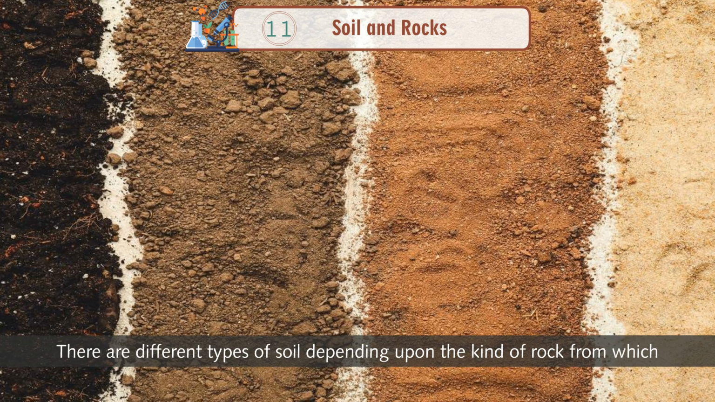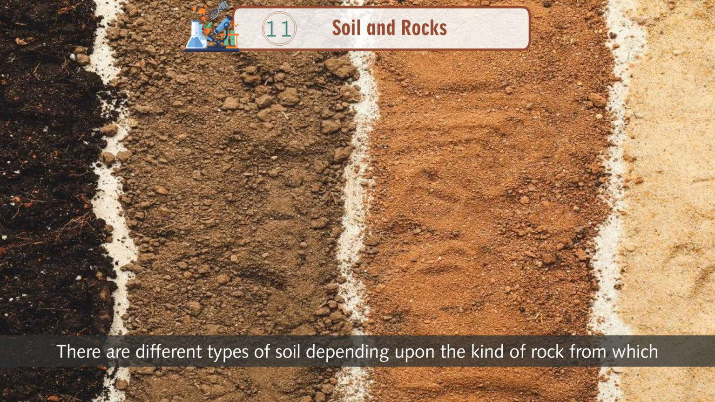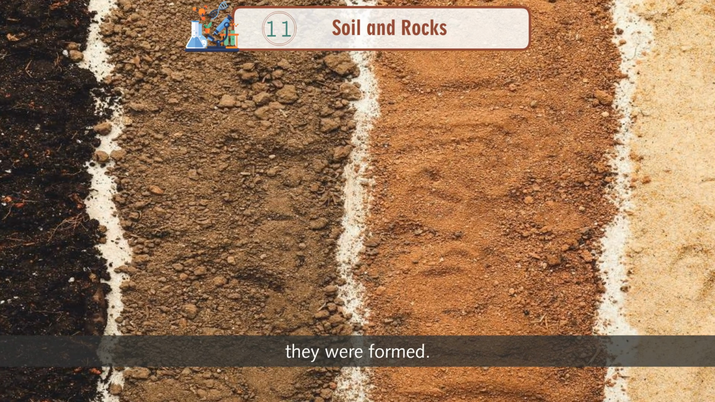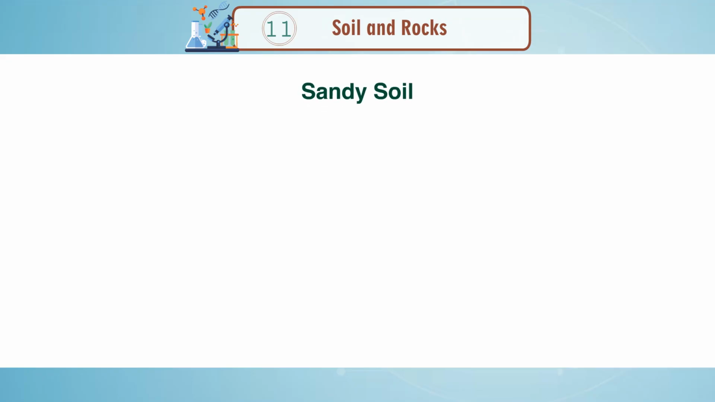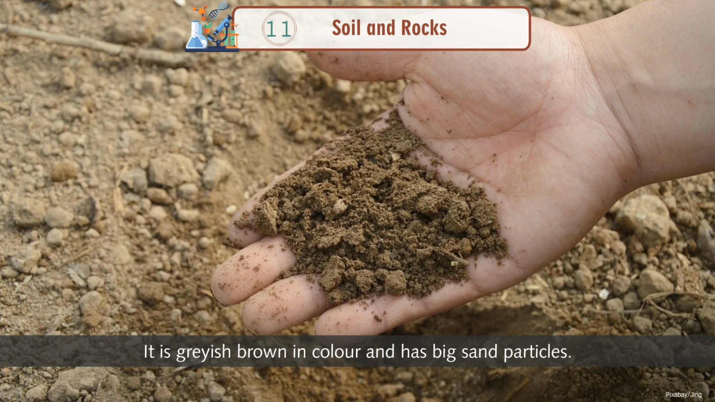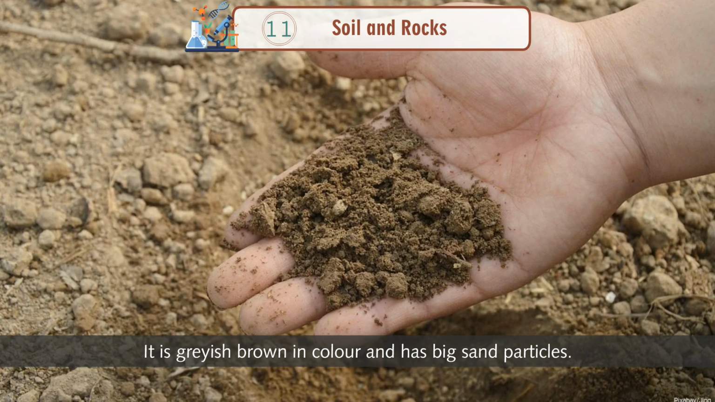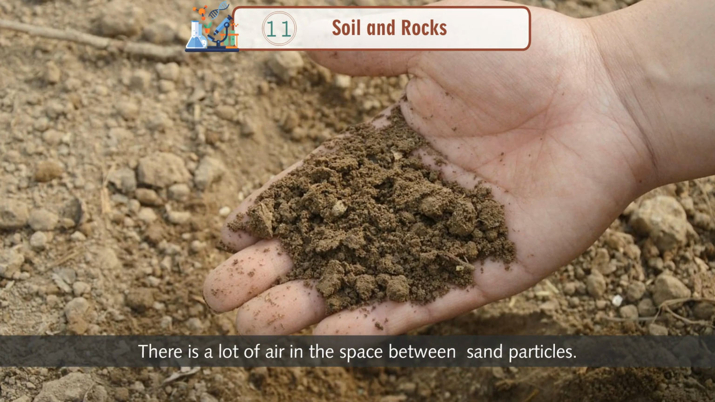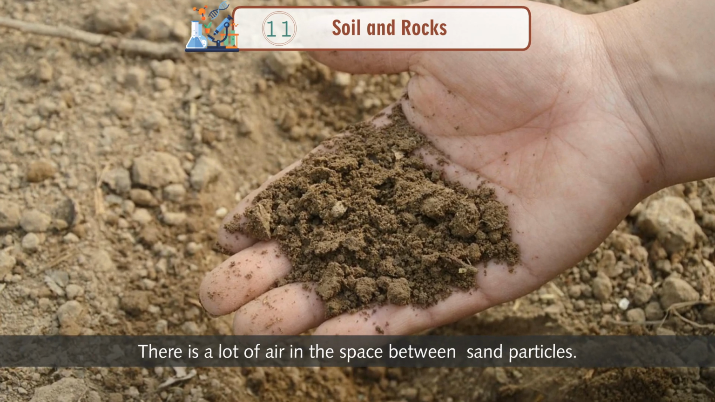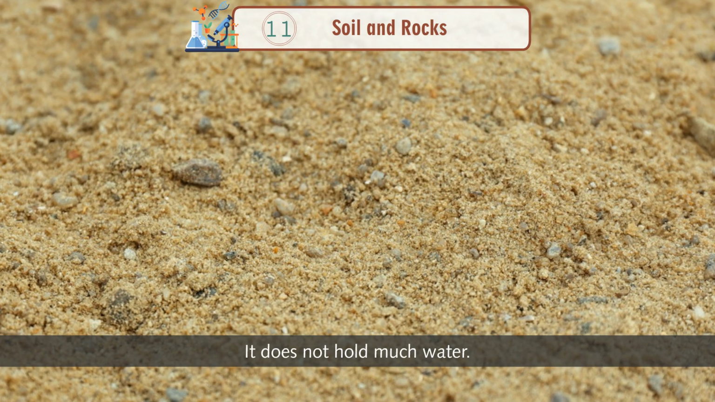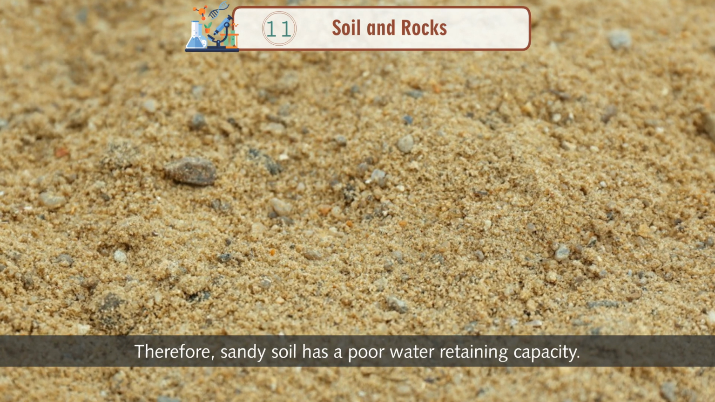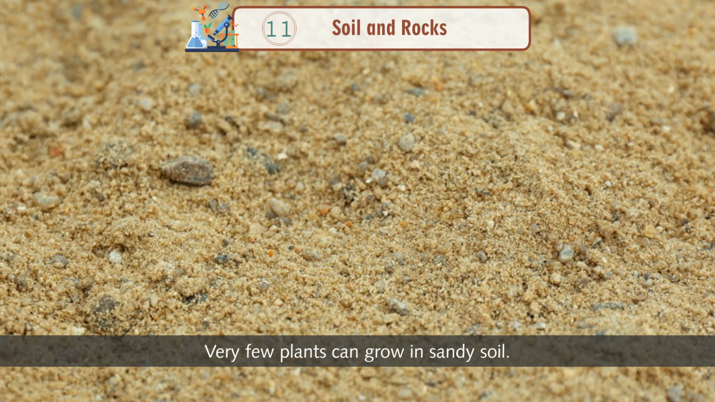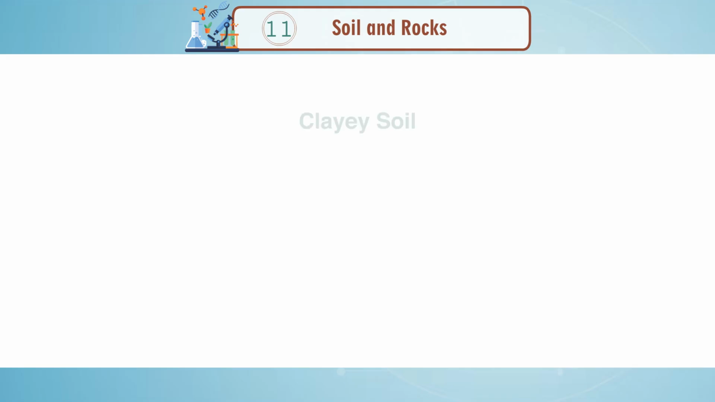Types of soil. There are different types of soil depending upon the kind of rock from which they were formed. Different soils have different minerals and colors. Sandy soil. It is grayish-brown in color and has big sand particles. There is a lot of air in the space between sand particles. It does not hold much water. Therefore, sandy soil has a poor water retaining capacity. Very few plants can grow in sandy soil.